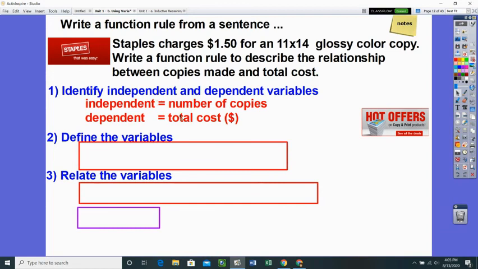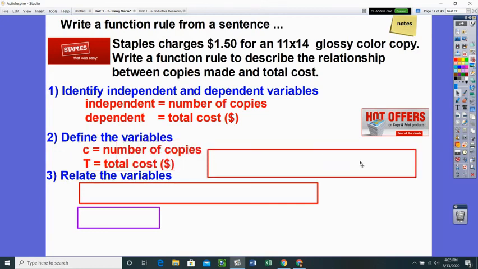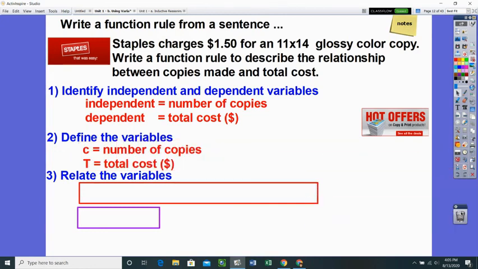Now, I need to pick a variable for the number of copies, and I need to pick a variable for the total cost, and I'm going to remember to put the $ in there. So these are my choices. You do not have to agree. You could have used X and Y, A and B, N and C, whatever, but I'm going to have C be the total number of copies, and T is going to be the total cost in dollars.